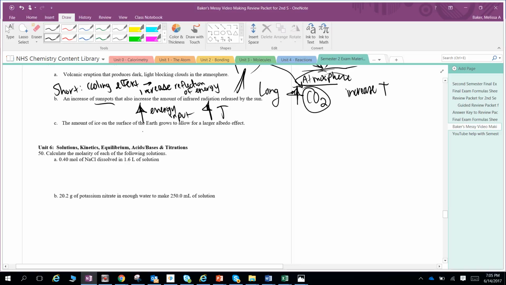If the amount of ice on the surface of the earth grows and more energy is reflected back into space, this is going to result in a decrease in temperature in the short term. And then depending on other factors, it could, in the long term as well, end up decreasing the temperature, forming more ice, reflecting more light into space, decreasing the temperature even more. That's how we got into the Ice Age.